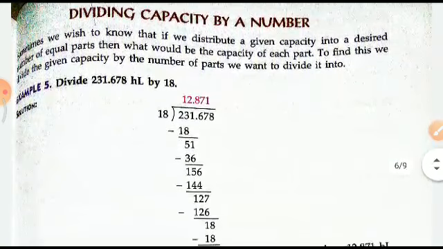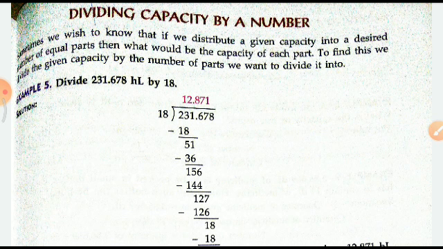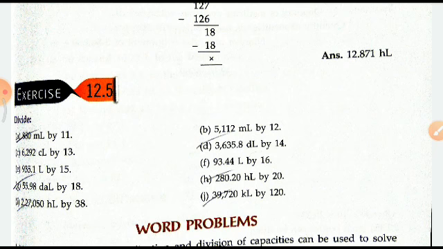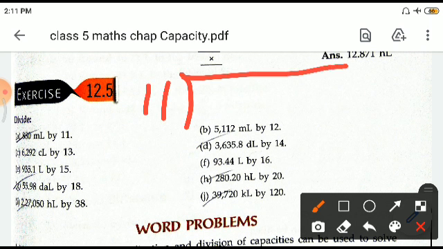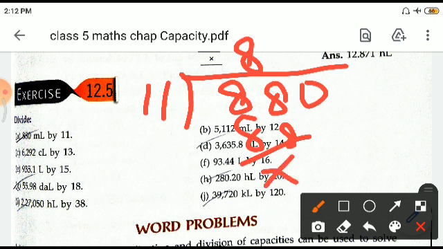Now dividing capacity by number, it is just the opposite reversal of multiplying, right? But everything is done just as we used to do the normal division, right? You can see here 18 is outside, inside the bracket is 231.678, and division is being done here, right? There are some questions. Let us see the one. Okay, it is 11 is outside, divided into 880. So we all know 11 8s are 88, and we put across. This 0 cannot be divided, so we put a 0 at the top.